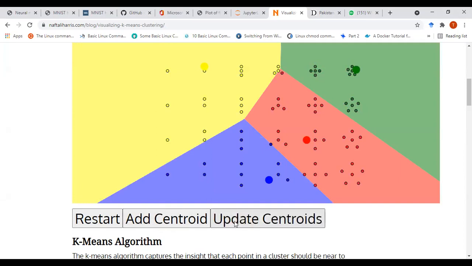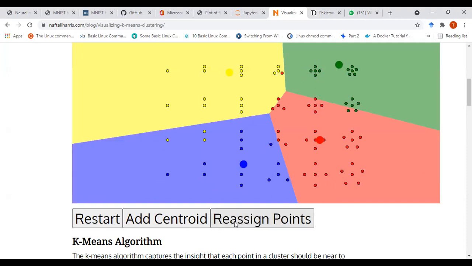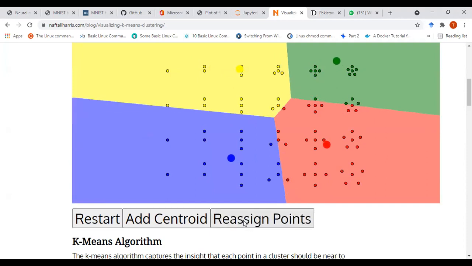So first of all, it will assign the nearest points to the centroid. Then it will update the centroid. Then reassign the points, update, reassign, update. You can see that the region is changing. So now everything is clear. So this red point is the central value of all these. But in this case, it is possible to have overlap as well.